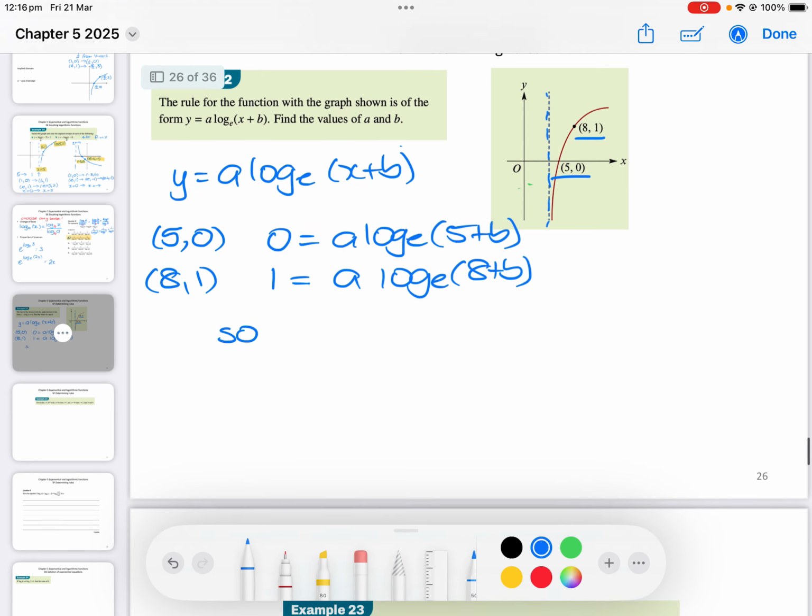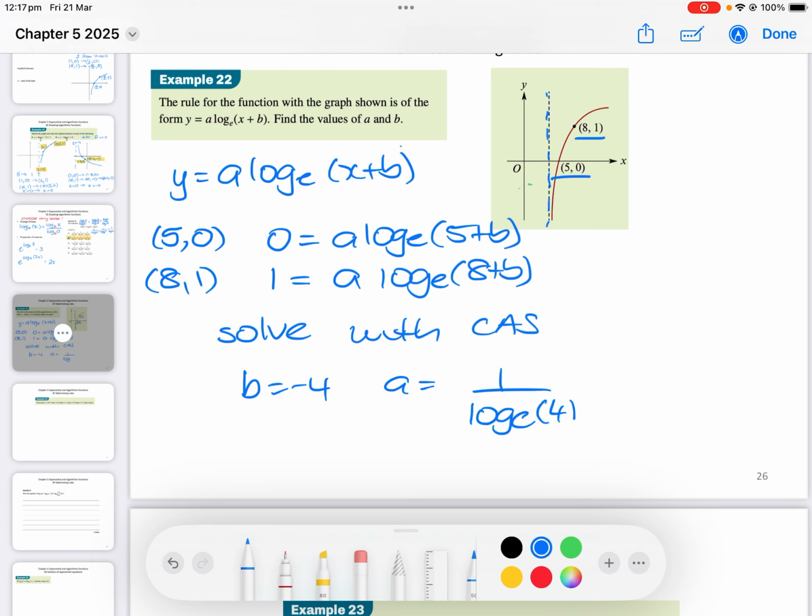Look, we're just going to solve using CAS just because we can. And we get b is minus 4 and a is 1 on the natural log of 4. We will do that as a calc active, but we'll do others as calc free. So there we are. That one's not too bad. And just remember, it does give you the form that it's in.